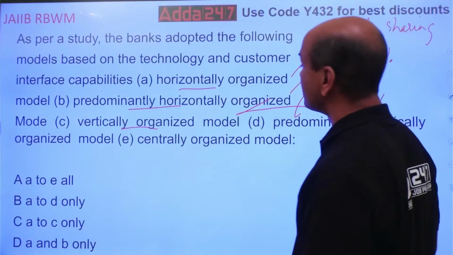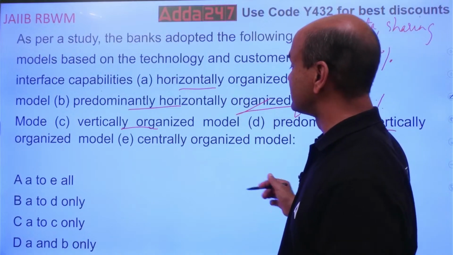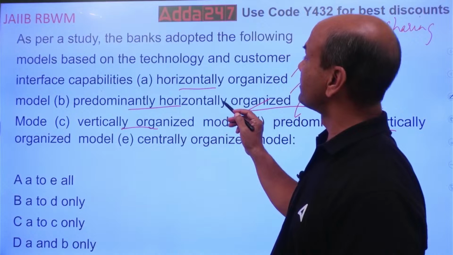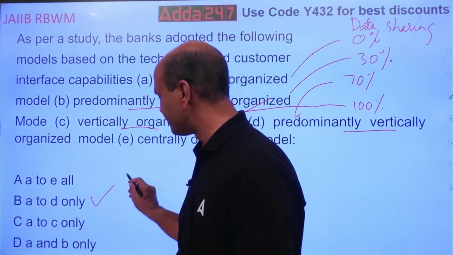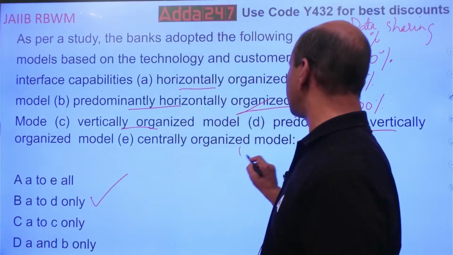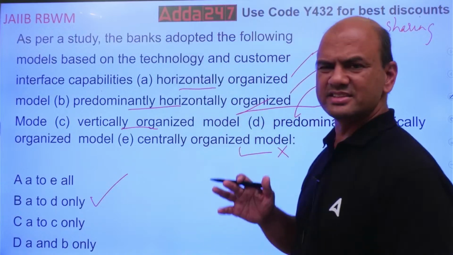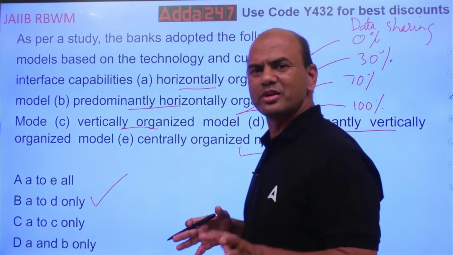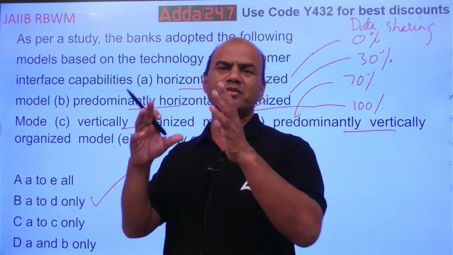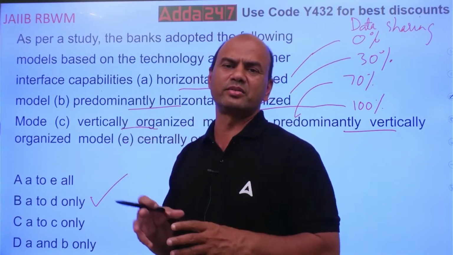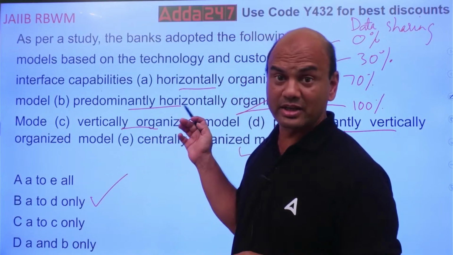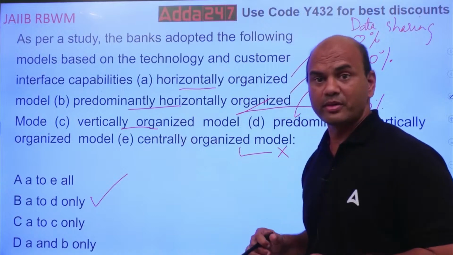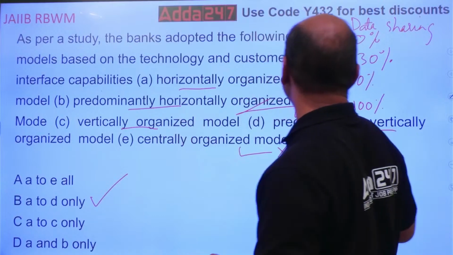Coming back. Next. So what is the answer? Answer is A to D only. E is not there. Centrally organized model, it's nothing like this. Centrally organized model, we call it central office or that main server. Then we have below. Okay, that is separate. That is not related to this delivery. Got it, everyone? Clear? Move on.